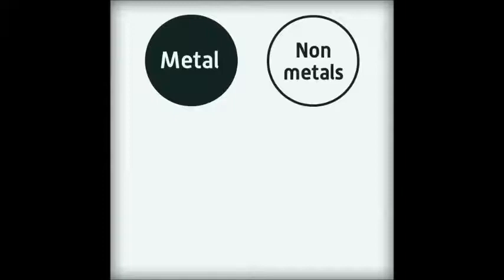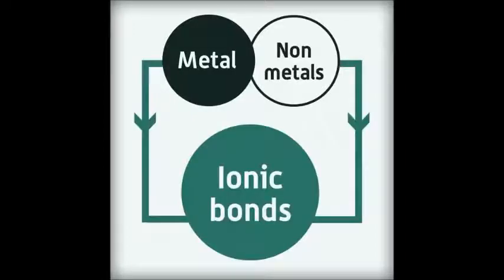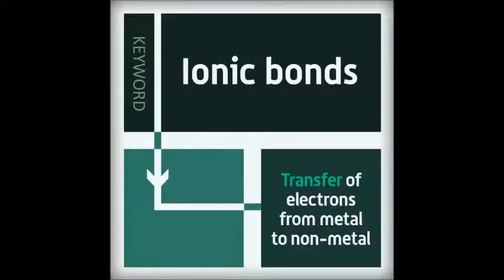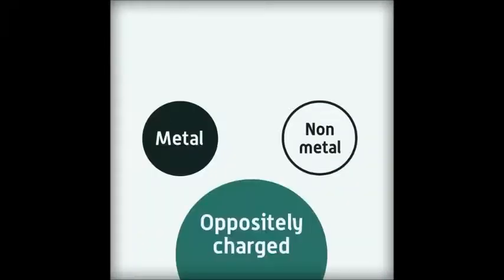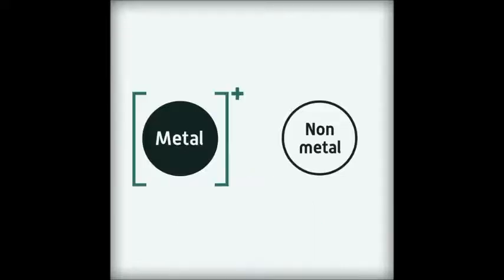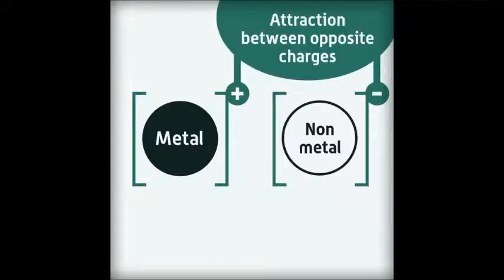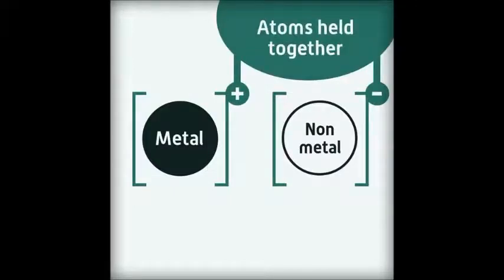Metals combine with non-metals by forming ionic bonds. This is the transfer of electrons from the metal atom to the non-metal atom. After this has happened, the atoms become oppositely charged. The metal is positively charged and the non-metal is negatively charged. The attraction between the opposite charges means that the atoms are held together.